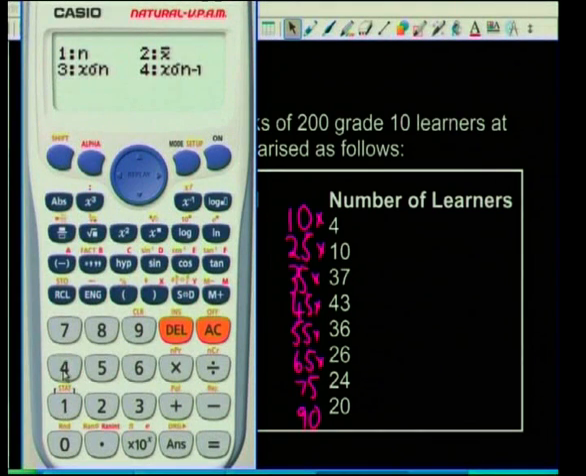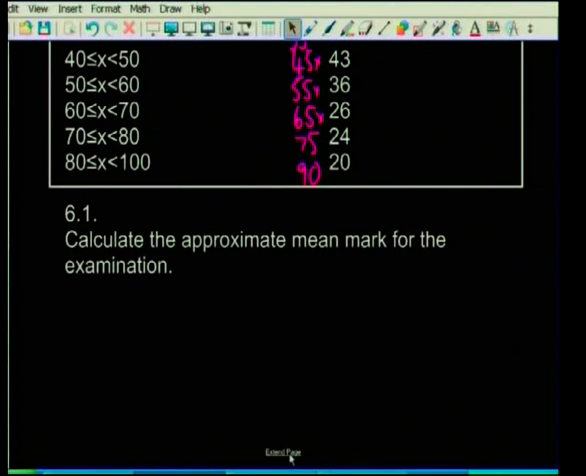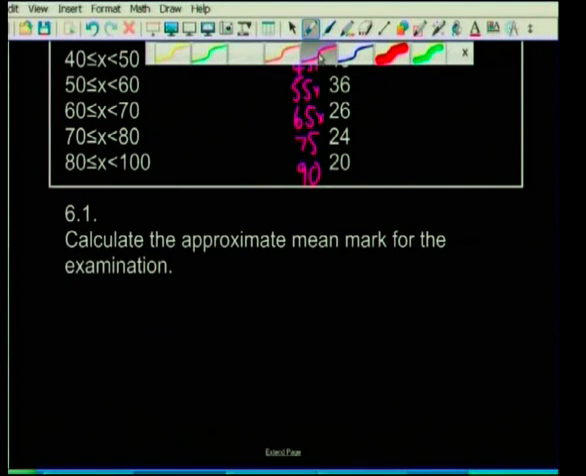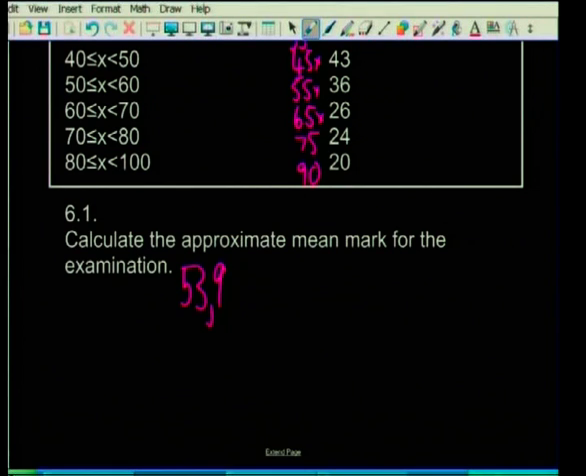Now, to calculate the estimate mean, I'm going to press AC, Shift 1. I'm going to go to number 4, and I'm going to select 2 because that is X bar, the mean. And the mean mark for these learners is 53.95%. Obviously, guys, you'll have to check the rounding instructions. You might be told to round to the nearest whole number, in which case it will be 54 and so forth. But let's just write down 53.95 for now. And that was percent, so that's great.